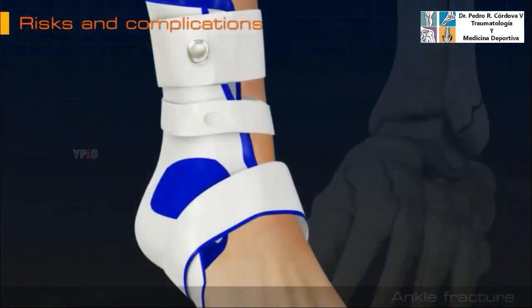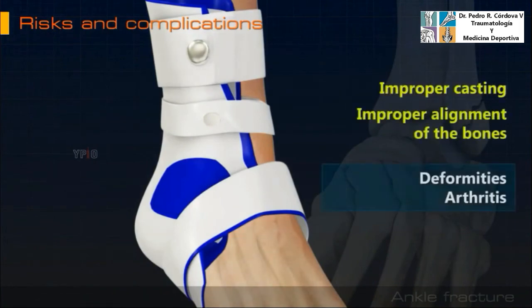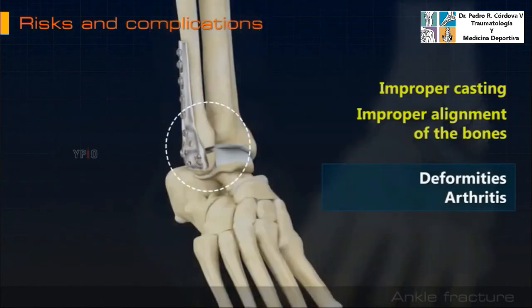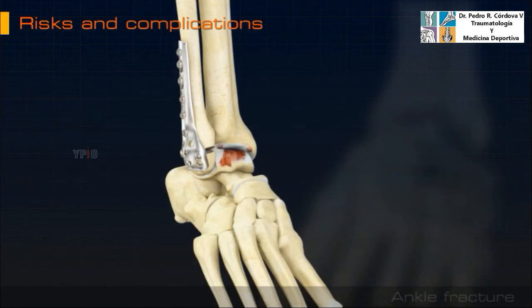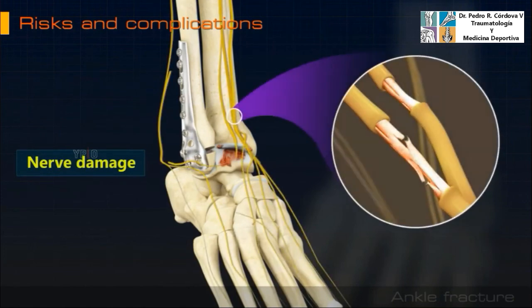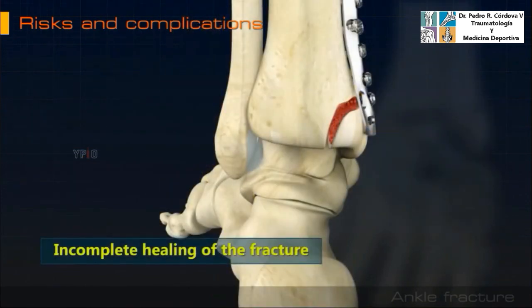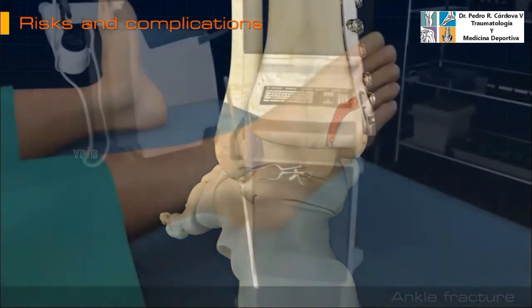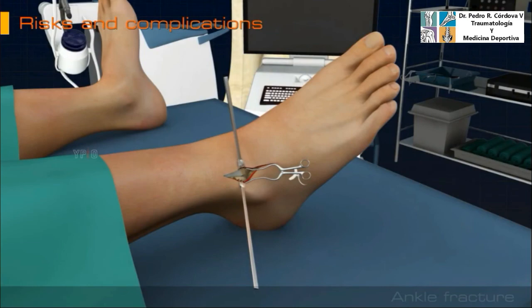Risks and complications. Risks and complications that can occur with ankle fractures include improper casting or improper alignment of the bones, which can cause deformities and eventually arthritis. In some cases, pressure exerted on the nerves can cause nerve damage, resulting in severe pain. Rarely, surgery may result in incomplete healing of the fracture, which requires another surgery to repair.